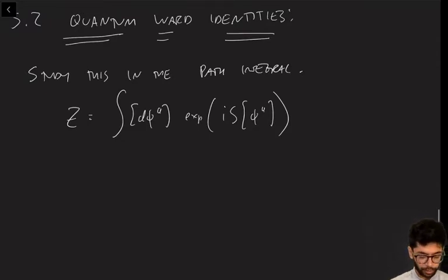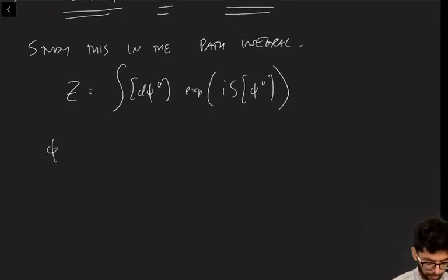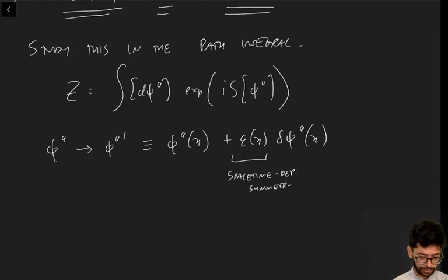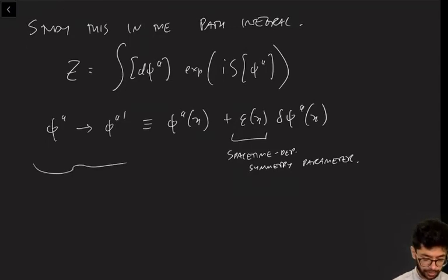Now, just like before, we're going to do the symmetry transformation. φ_a goes to φ_a prime, which is equal to φ_a(x) plus ε(x) δφ_a(x), where again I am doing the variation by a space-time dependent symmetry parameter, just like in the previous video. And I now want you to consider this as a change of variables in the path integral.